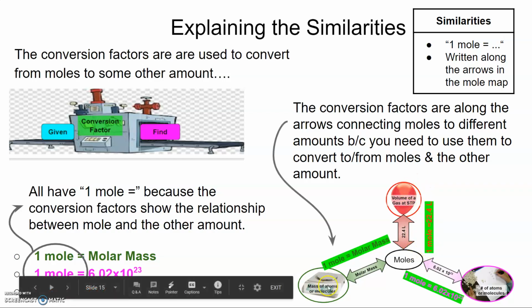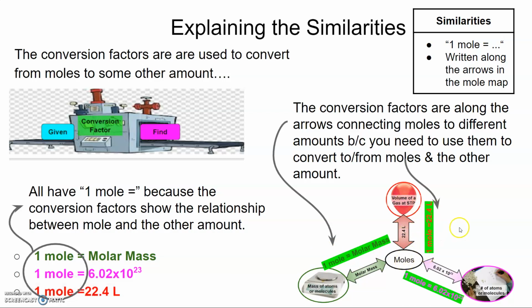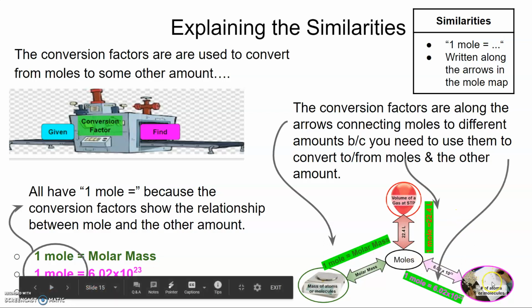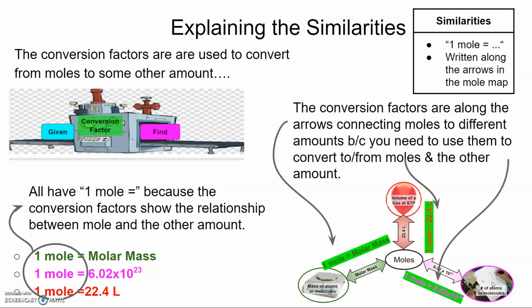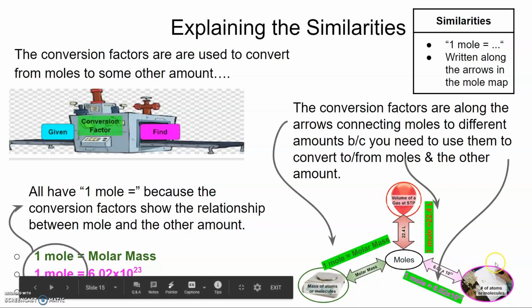So for example, to go from mass to moles or moles to mass, you have to go through 1 mole is equal to the molar mass. To go from moles to volume of a gas or volume of a gas to moles, you have to go through 1 mole is equal to 22.4 liters. And to go from moles to number of particles, whether that's atoms or molecules, you have to go through 1 mole is equal to 6.02 times 10 to the 23.